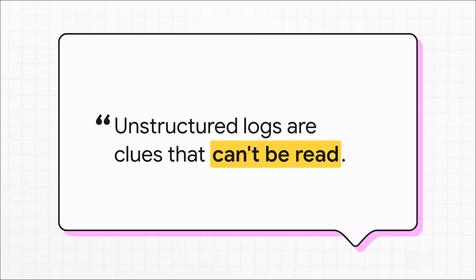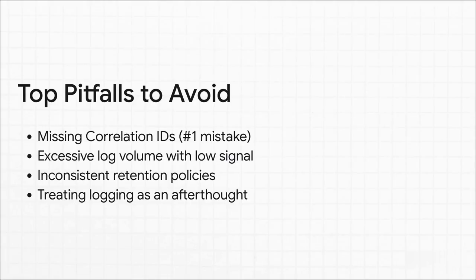You know, there's a saying: unstructured logs are clues that can't be read. And that's really the heart of it. Without that structure and context, your data isn't evidence, it's just noise. Your detectives have clues they literally can't analyze. So let's nail down these top pitfalls to avoid. Number 1, and I can't say this enough, missing correlation IDs. It is the single biggest reason cases go cold.